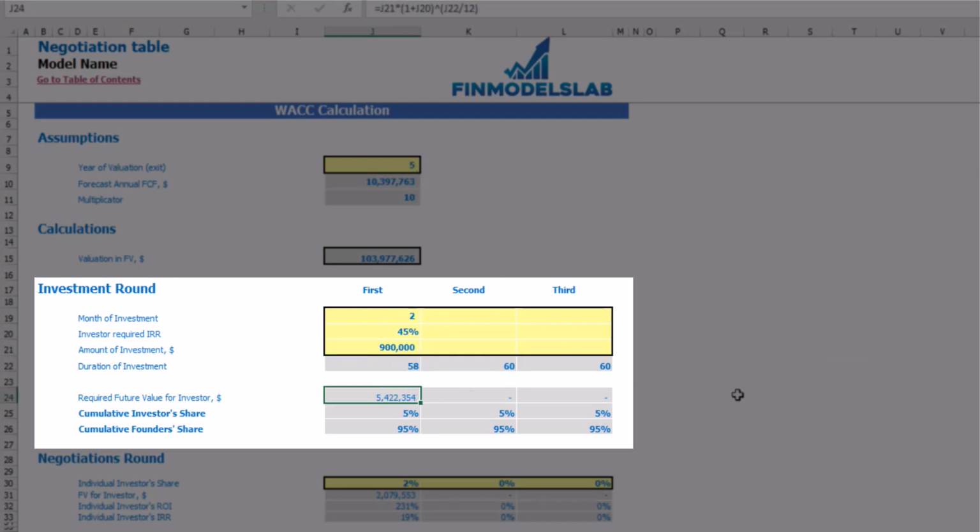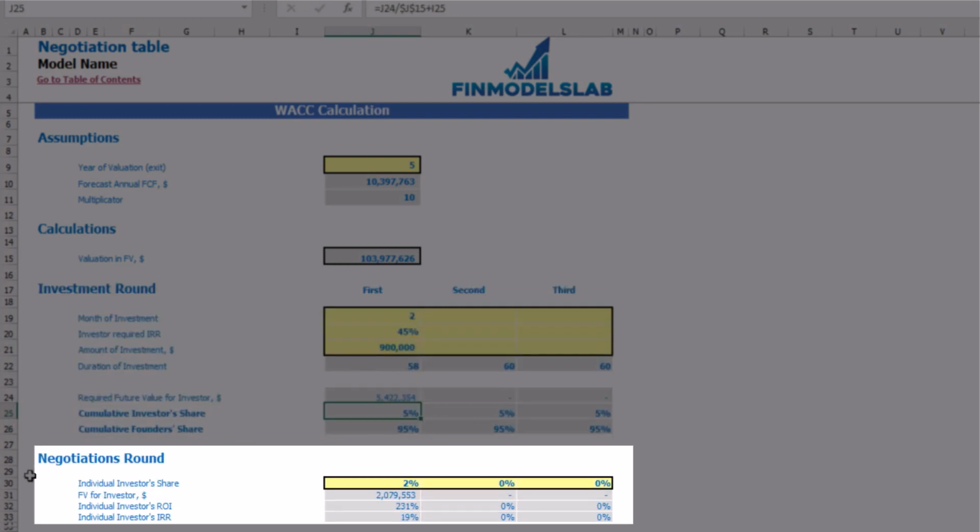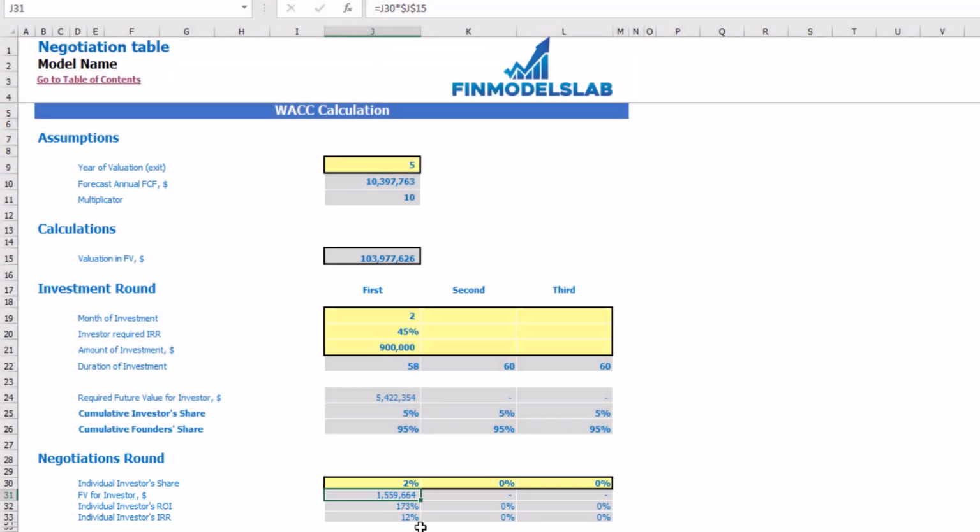Here is a calculation of required future value for the investor, and the shares, cumulative investor share and cumulative founder share, based on these assumptions. In terms of the negotiation round, you can input individual investor share as an assumption, for example 1.5, and you may see the calculation of future value for the investor and individual investor ROI and individual investor IRR.